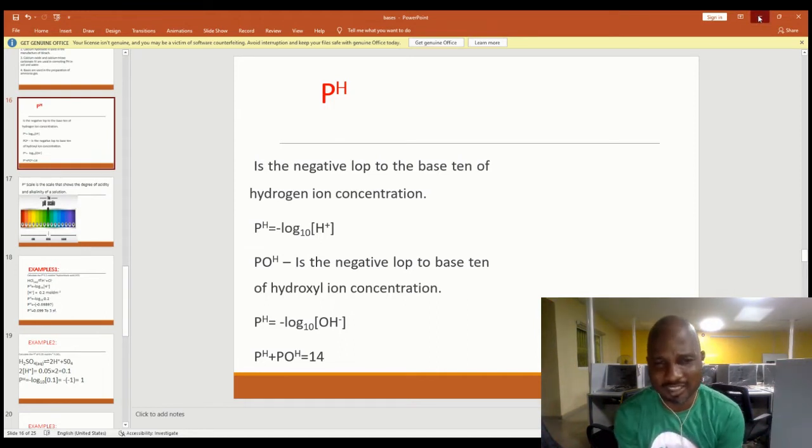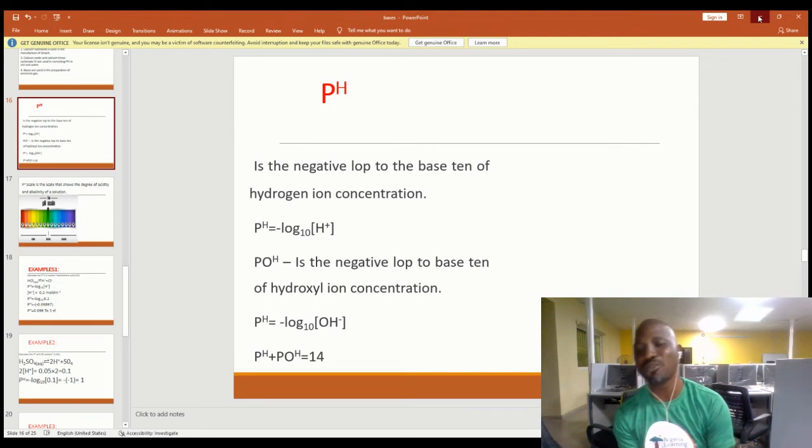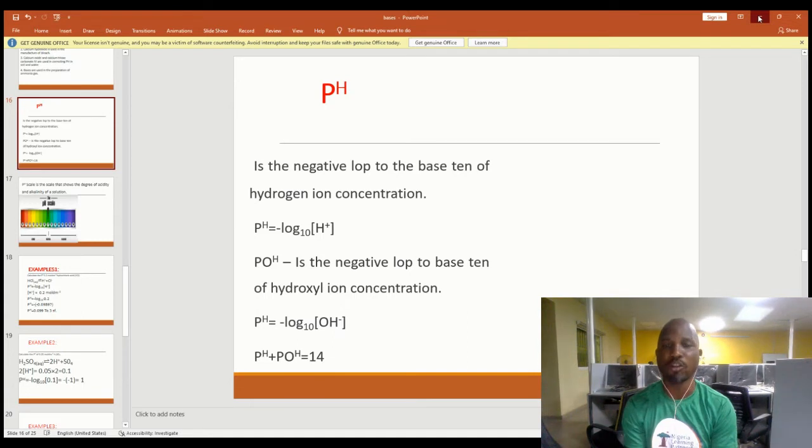So what is pH? If you look at other subjects like biology or agriculture, they will say pH is the acidity or alkalinity of a solution or of soil or anything. But in chemistry, we see pH as the negative log to base 10 of hydrogen ion concentration. pOH is also the negative log to base 10 of hydroxyl ion concentration, or the negative log to base 10 of OH⁻ concentration. Remember that your pH plus your pOH is equal to 14.